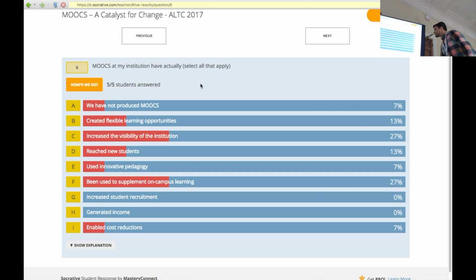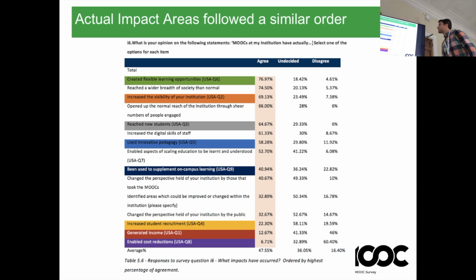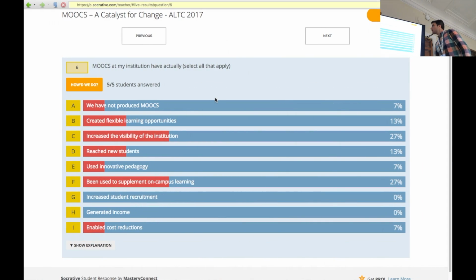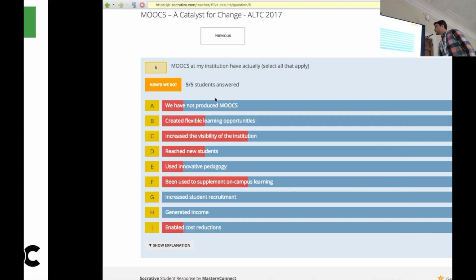Yes, that's interesting. So if we go back to the survey again, that's relatively similar. Well, the one thing that I would say has definitely changed is being used to supplement on-campus learning. I think that's, as you'll see later, a trend that's on the up.